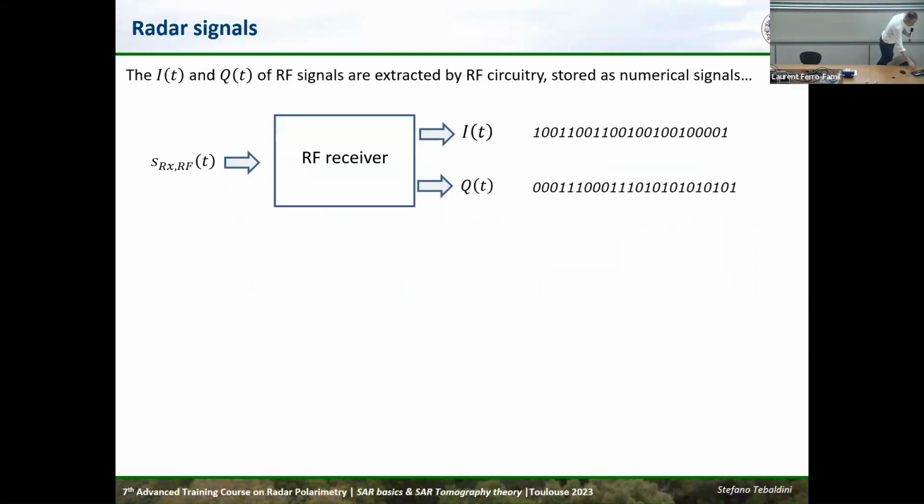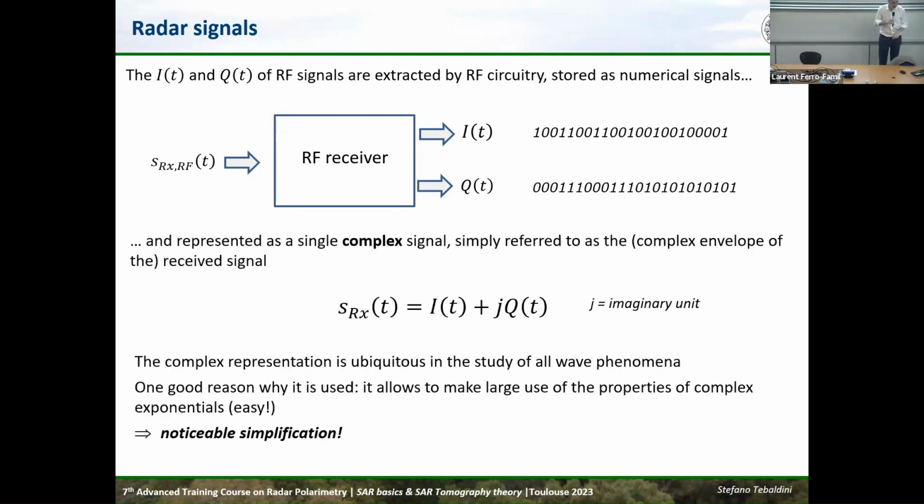And indeed, electronic engineers have built machinery to do that. Basically, we get a radio frequency signal, and there is a thing called a receiver that is able to do this job for you. This information is embedded as two numerical signals. It's written in a computer, in your hard disk, in the form of two numerical signals. And now those two numerical signals are summed after multiplying one by the imaginary unit.